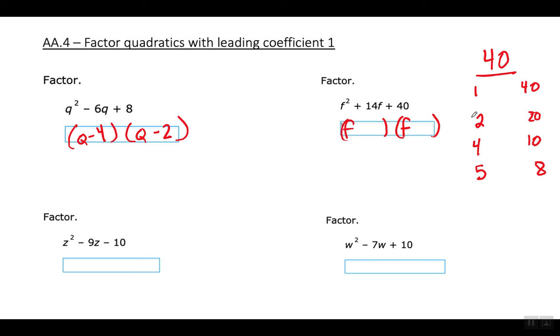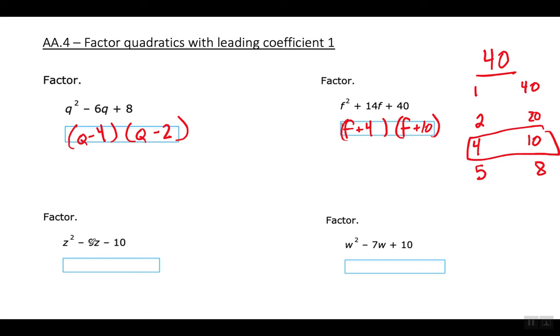Okay, those are the factors of 40. So which combination here can add up to 14? It's got to be the 4 and the 10. So f plus 4 and f plus 10 would be the winning combination for this problem.